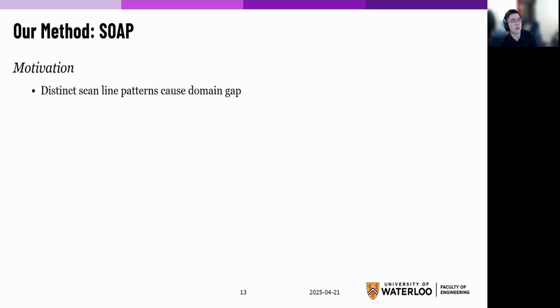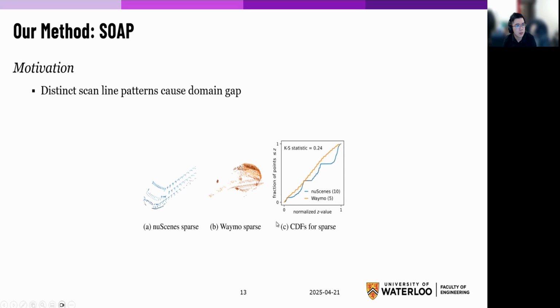Now, our work is kind of parallel and complement the existing works. And the main motivation for our method SOAP is that we noticed that the distinct scanline patterns is the cause of the domain gap, the performance drop when we move to a different sensor. As can be demonstrated in the example here, where we have sparse point cloud, sparse object from two different data sets. Now you can see that the vertical point cloud distribution as shown in the CDF here is very different for the different data sets that are collected using different sensors.